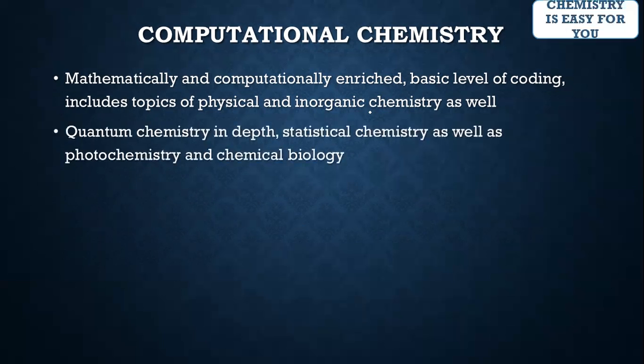So quantum chemistry, statistical chemistry, etc. will be studied in depth, and also in most of the areas photochemistry and chemical biology are introduced to you. Chemical biology is again a very promising area where you apply chemical techniques to biology. Then research and teaching is open in most places. Computational or theoretical chemist options will be very important, because right now it's an emerging area. In coming years you will have good options in this part.